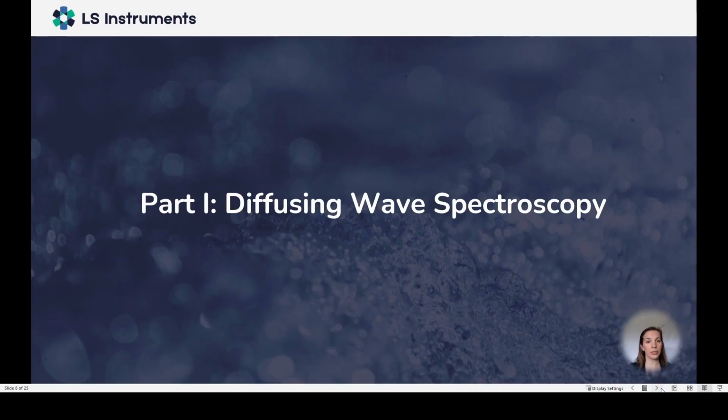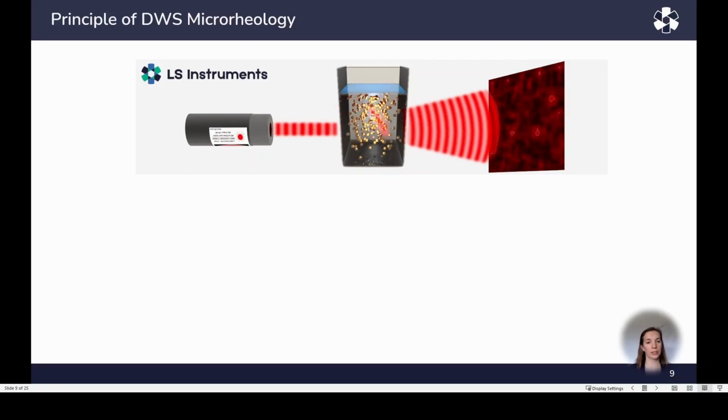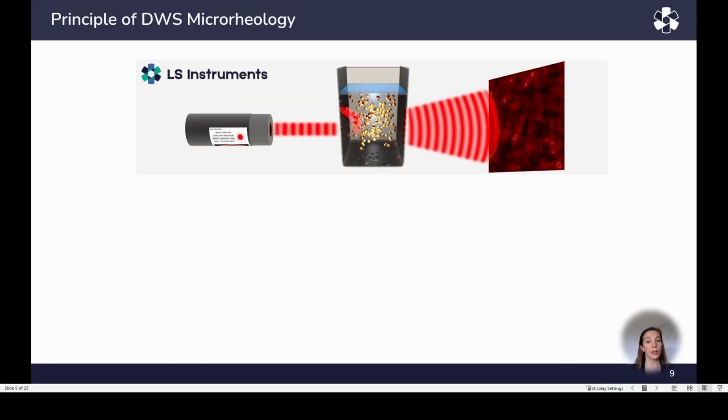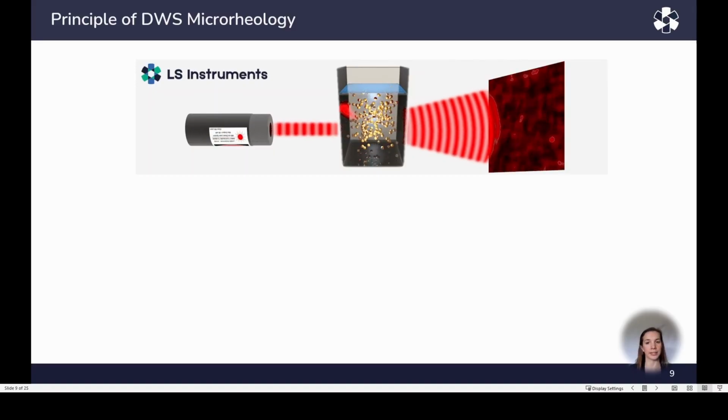Let's now take a closer look at the principle behind DWS technology, how it works, and what the resulting data looks like. So how does DWS work? Here is an animation illustrating the experimental setup. The sample in this case is either a transparent or translucent material to which we have added nanoparticles, or what we call tracer particles, or a sample that has naturally present particles dispersed in it. Light will be shone through the sample.